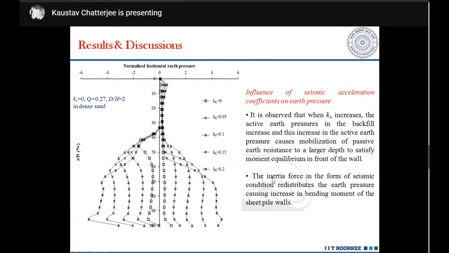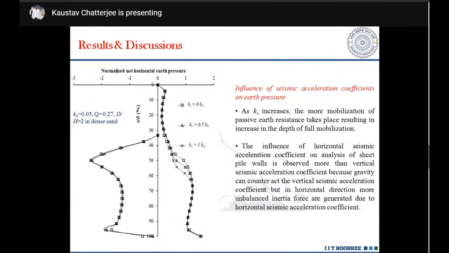The inertia force in the form of seismic condition redistributes the earth pressure, causing the increase in bending moment of the sheet pile wall. Similarly, as we increase the vertical seismic acceleration coefficient, that is as KV increases, more mobilization of passive earth resistance takes place, resulting in an increase in the depth of full mobilization.